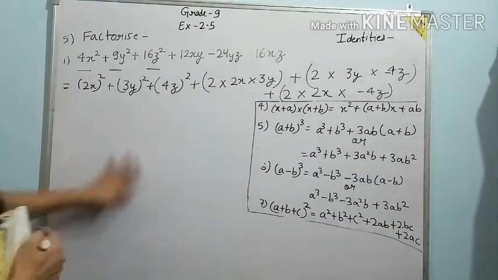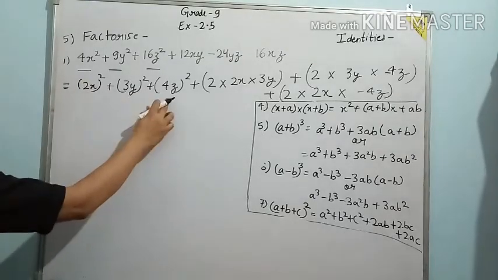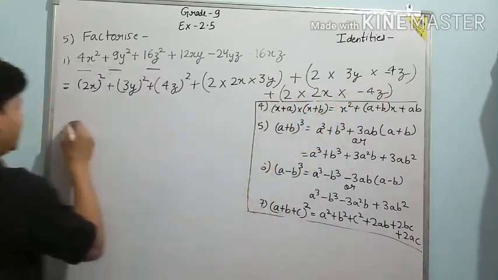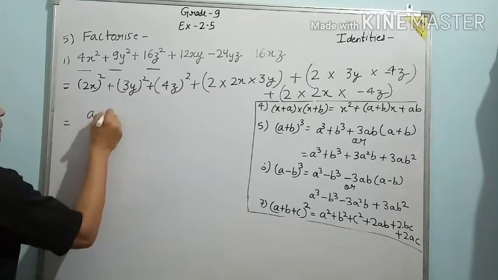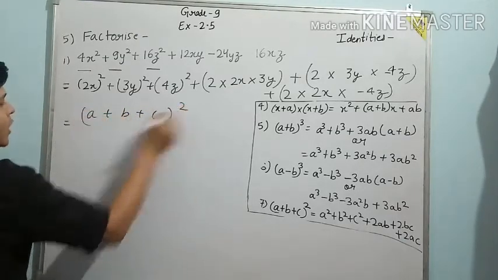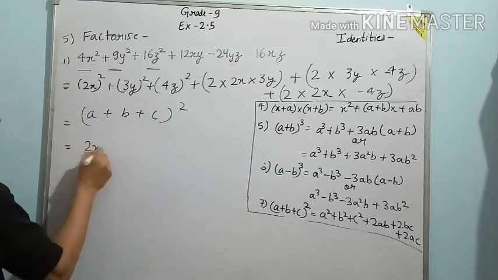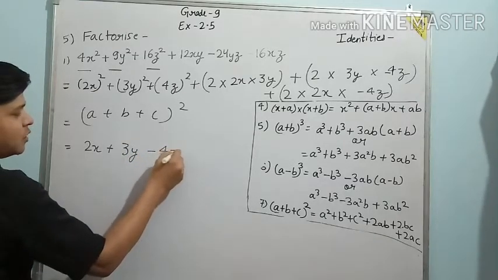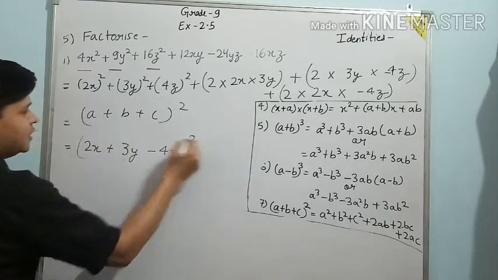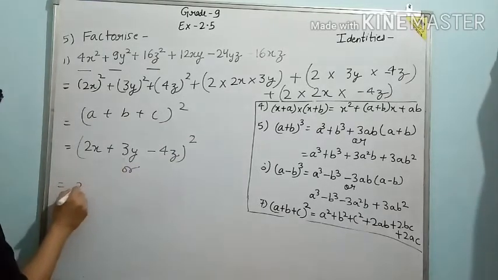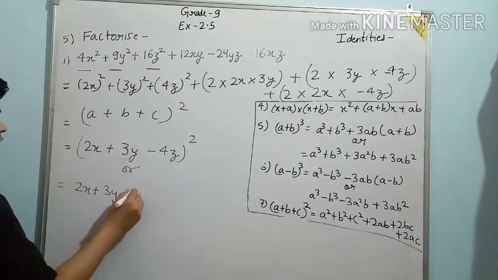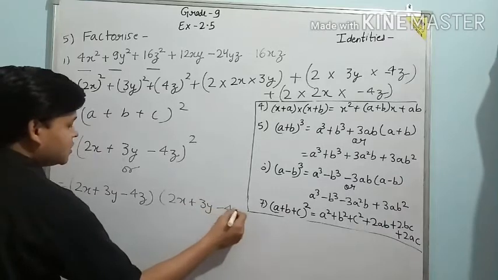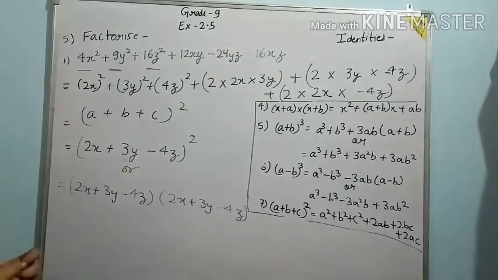Now we can write this as a square plus b square plus c square plus 2ab plus 2bc and plus 2ac. That means we can write this as a plus b plus c whole square. So what is a? A is 2x, b is 3y, and c was -4z, so we will put here -4z, and this is done. So you will write it 2 times, 2x plus 3y minus 4z. Similarly 2x plus 3y minus 4z. I hope this is clear to you.